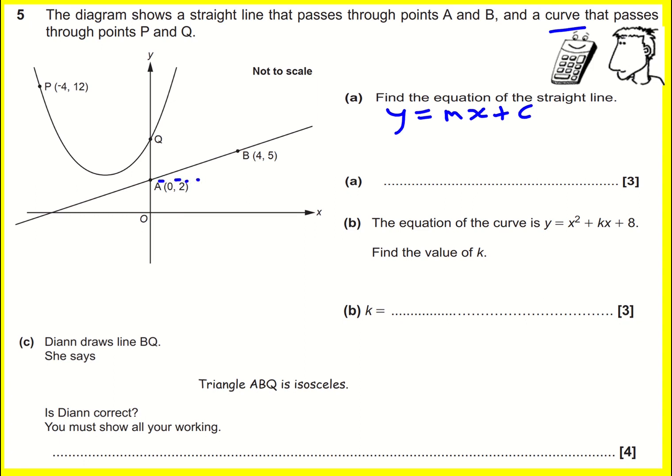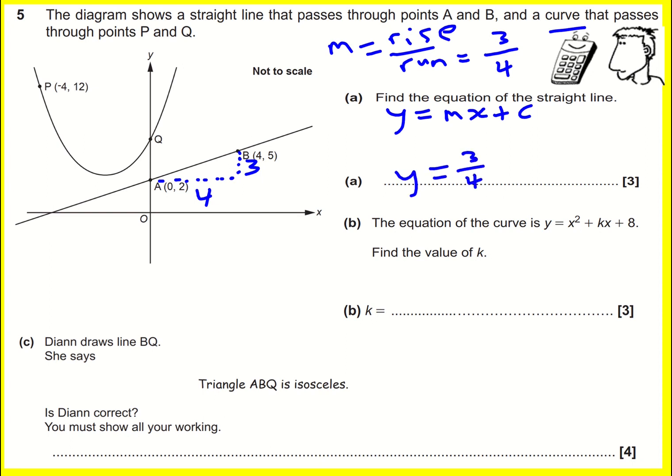So we need to work out the gradient. How many do I go along? I go along 4. How many do I go up? I go up 3. M equals rise over run. So our rise is 3 and our run is 4, so we've got 3 over 4. So I can write down that y equals 3 over 4x.